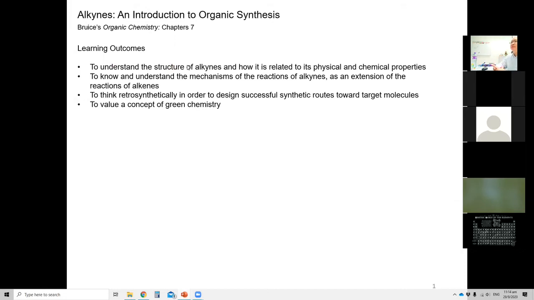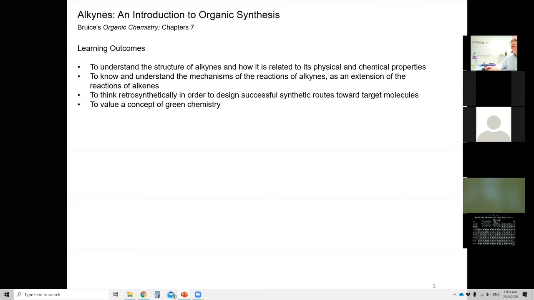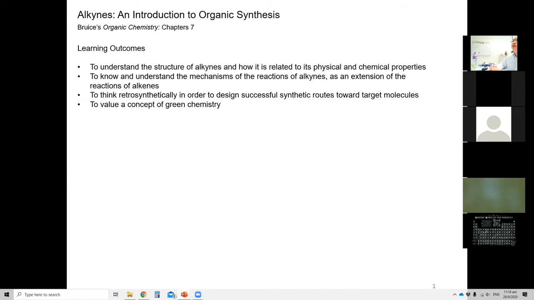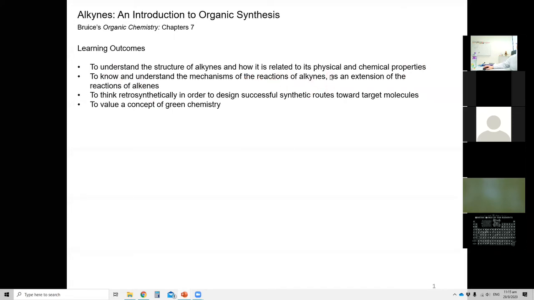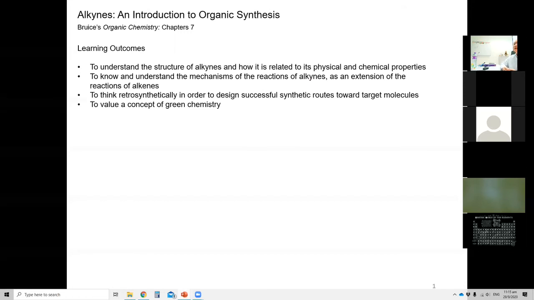Most importantly, the midterm one will cover chapter 1 to chapter 7. That means the chapter on alkynes, what I teach today and this Friday, will be covered in the midterm. Anything beyond chapters 1 to 7 won't be covered in midterm 1. You need to understand the structure of the alkynes and how it is related to its physical and chemical properties, mostly chemical properties, and the mechanism of the reactions of alkynes, which is an extension of the reactions of alkenes, but there are some differences.